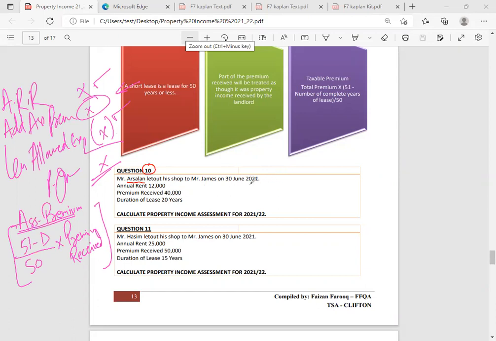What's mentioned over here? Mr. Arslan let out his property to Mr. James on 30th June 2021. Annual rent is 12,000. Premium received 40,000. Duration of lease is 20 years. Tell me, is it property cash basis or accrual basis?